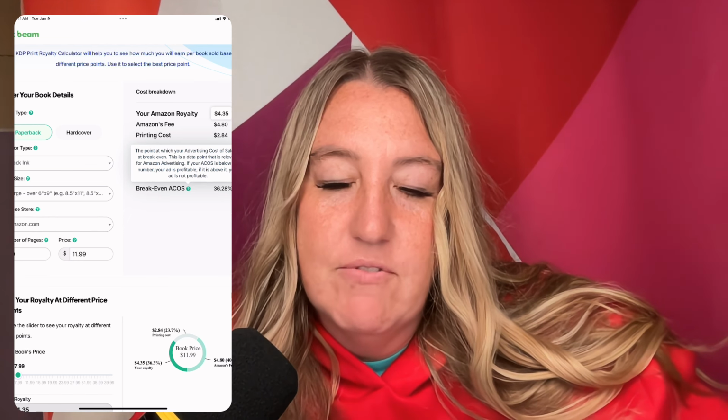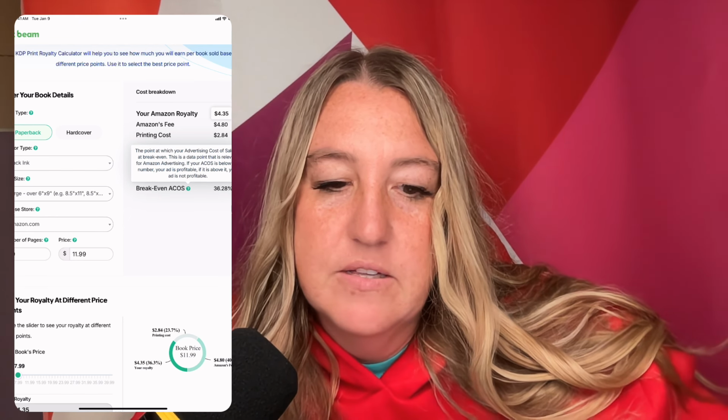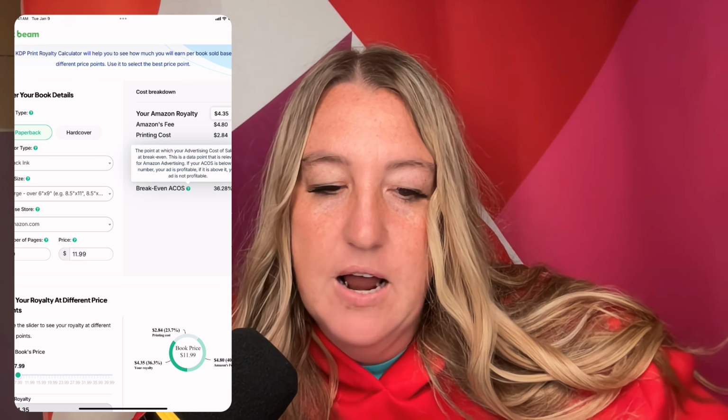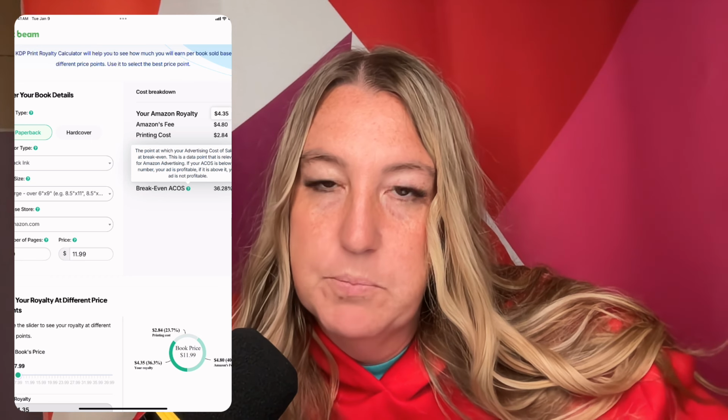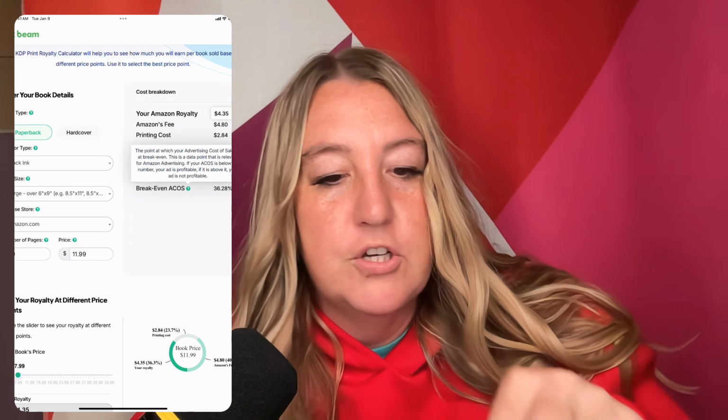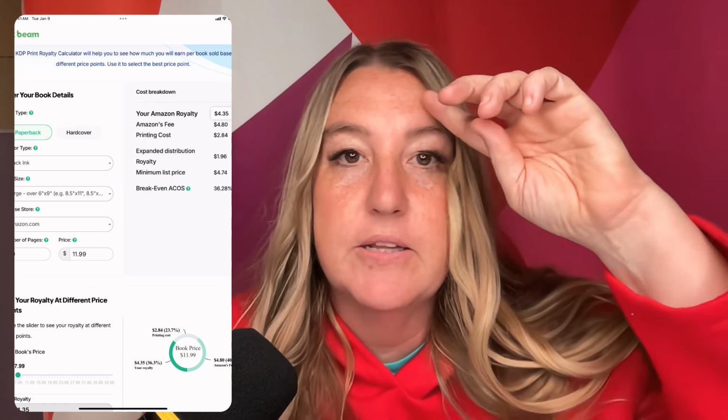Now here's something interesting. The point at which your advertising cost of sale is at break even is a data point that is relevant for Amazon advertising. If your advertising cost of sale is below this number, your ad is profitable. If it is above it, your ad is not profitable. So here's the crazy part about this. I don't just calculate this number, because my books bring in organic sales. This means it brings my ACOS down and I can keep my ad running. So you need to know this number so that you can calculate it with organic sales.